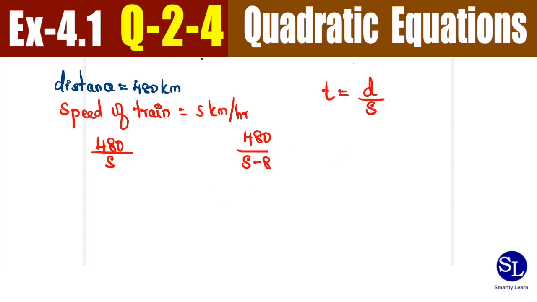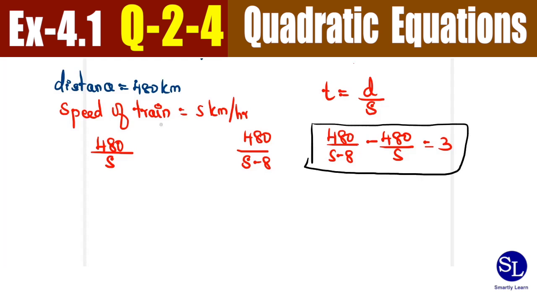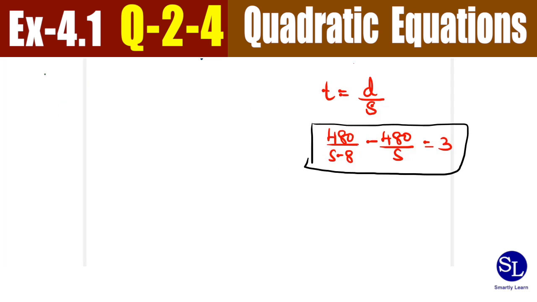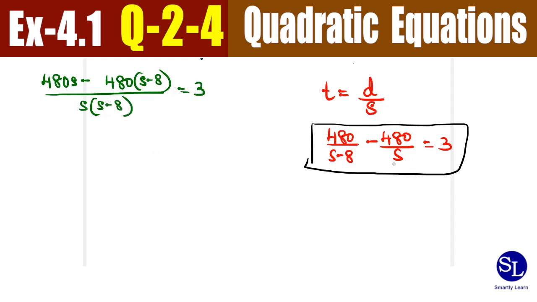So I'm going to phrase this as, time can be written as 480 by s minus 8 minus 480 by s is equal to 3. So I have to reorganize this particular expression to get a quadratic equation which we need to solve. So now let us rearrange that. So I'm going to take LCM first. So this means 480 s minus 480 into s minus 8 divided by s into s minus 8 is equal to 3. I've just taken the LCM of the left hand side.